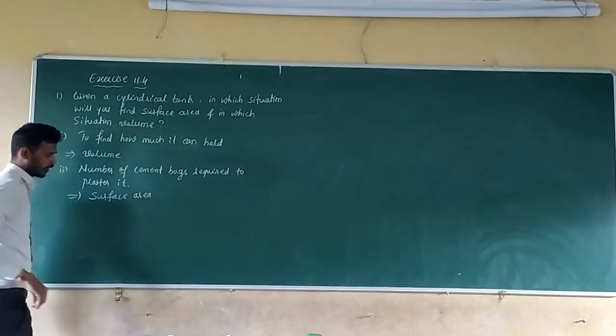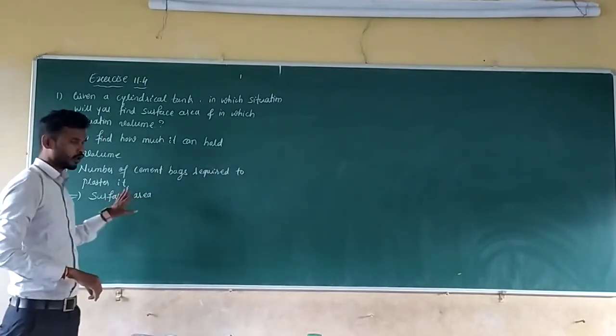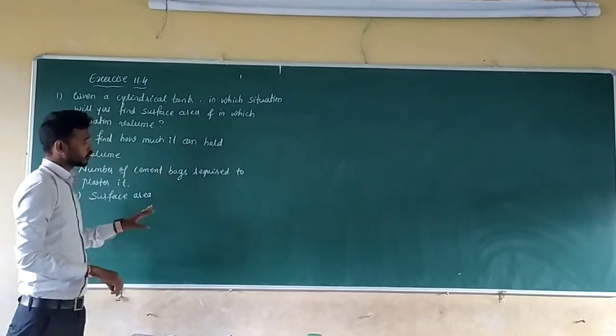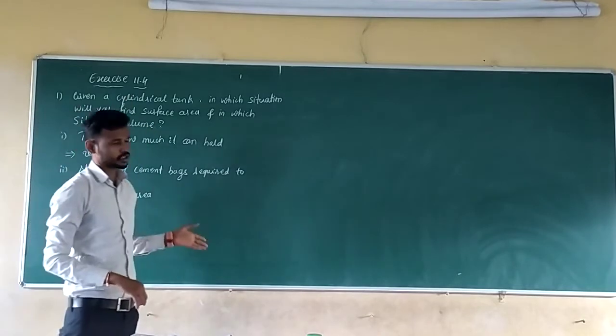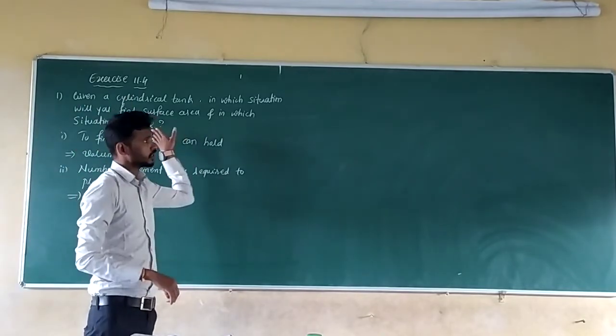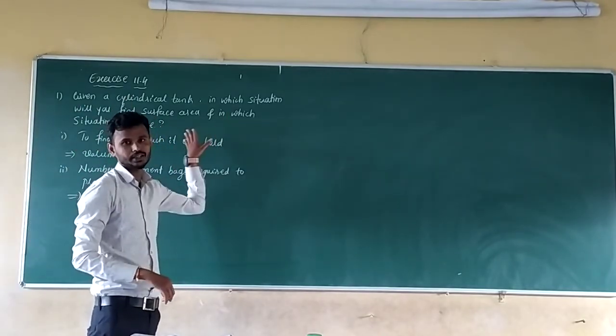So plaster means we will do plaster for only the surface. Here, like a wall, by the cement they have plastered the wall. That means this is a surface, means we need to find the surface area there.